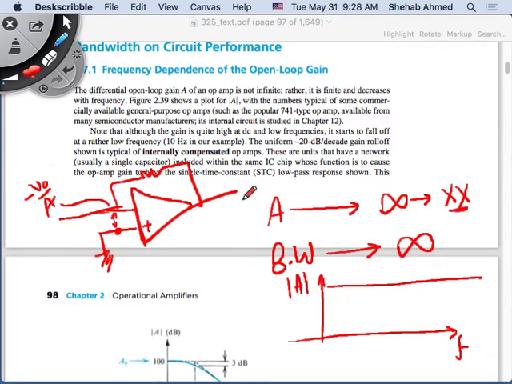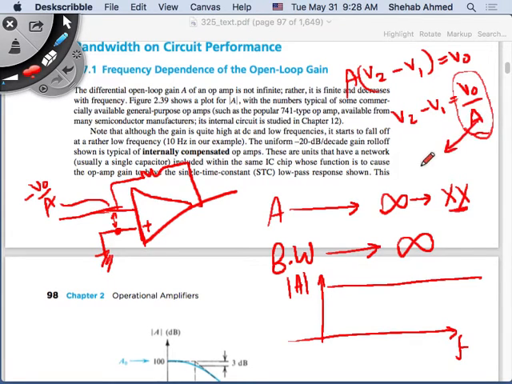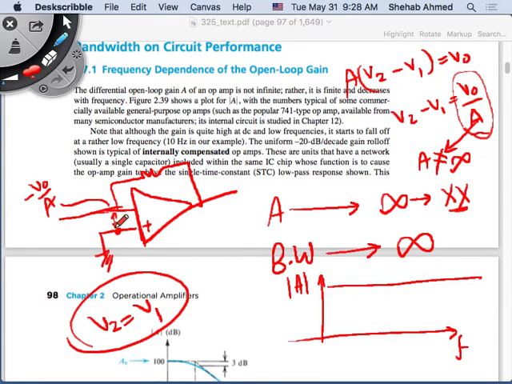Again, for the non-inverting amplifier, the output is equal to V2 minus V1 multiplied by A. That's equal to V output. We said if V output is a finite value, then V2 minus V1 is equal to V0 over A, right? If A is not infinite, then V naught over A is not 0 anymore. If it was 0, then V2 is equal to V1. Then the difference between these is 0.